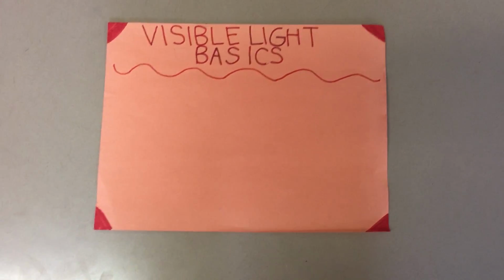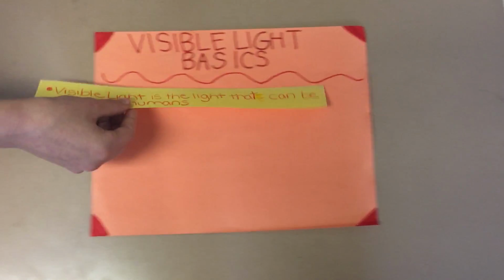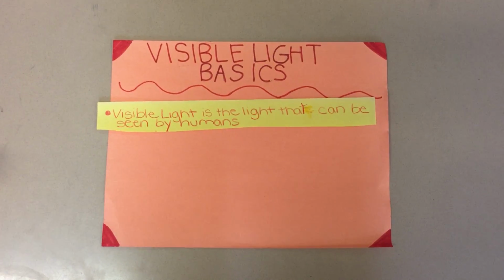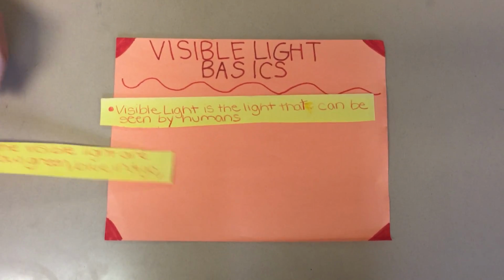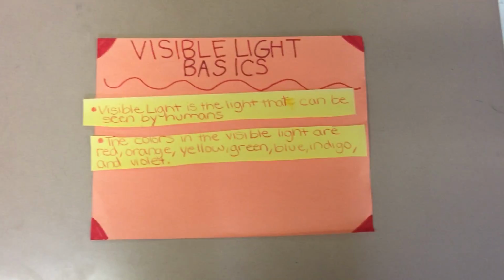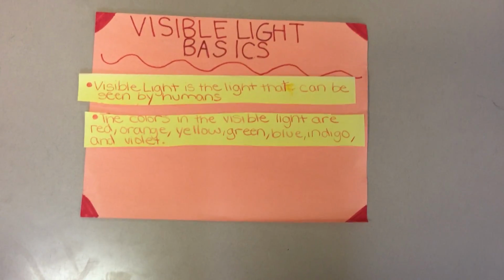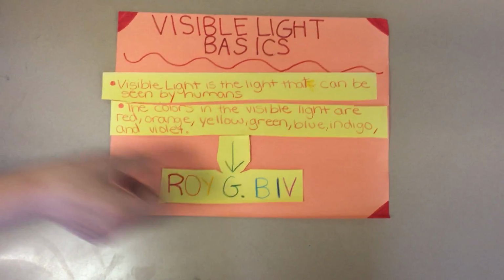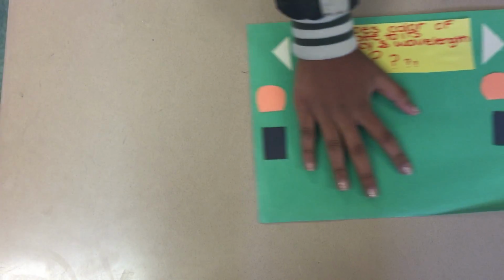Before we jump into things, let me give you the basics you need to know about visible light. Visible light is the light that can be seen by humans. More specifically, you see the light that is not absorbed by objects. What are the colors in visible light? Well, it's red, orange, yellow, green, blue, and violet. You can remember it by the simple name, Roy G. Biv. Mirrors reflect all colors of visible light.